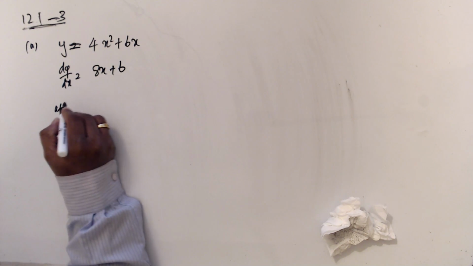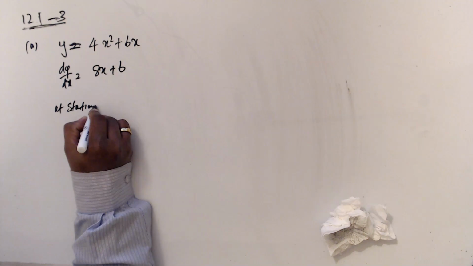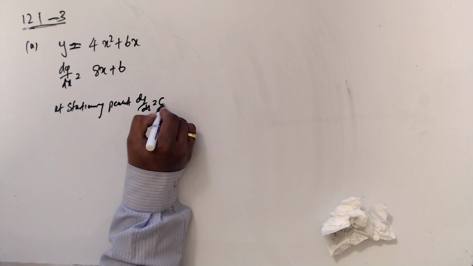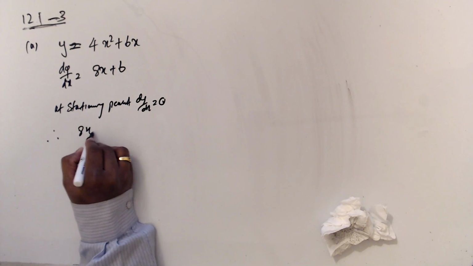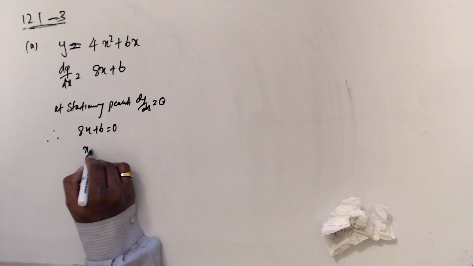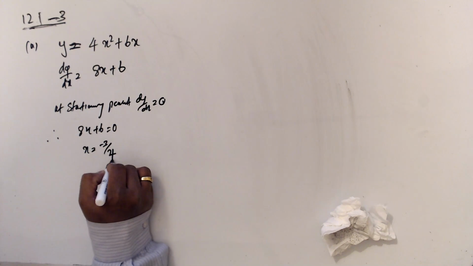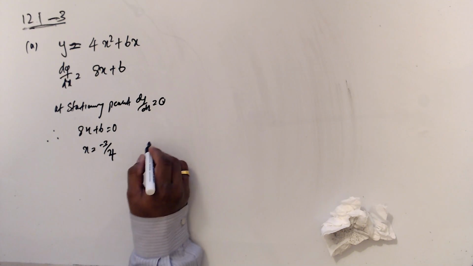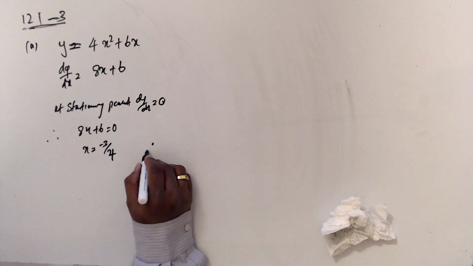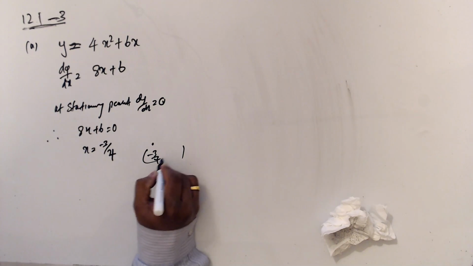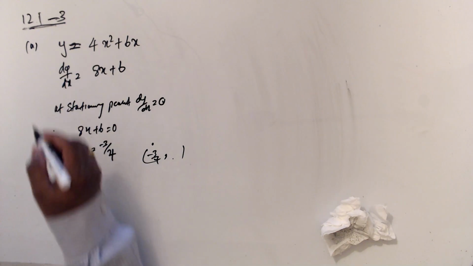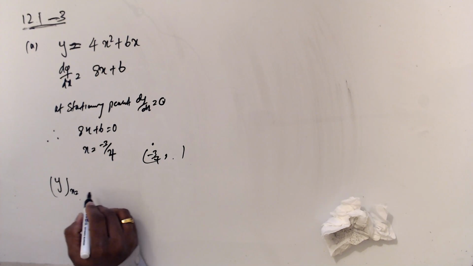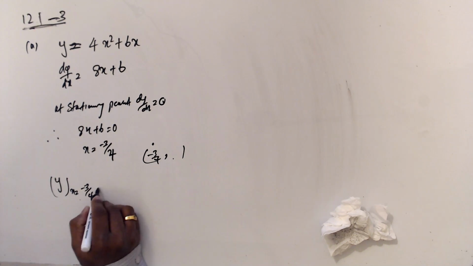So at the stationary point, dy over dx equals 0. Hence 8x plus 6 equals 0. x equals minus 3 over 4. Now we have a point. In this point we have x coordinate minus 3 over 4. Now I need y. So y when x equals minus 3 over 4.